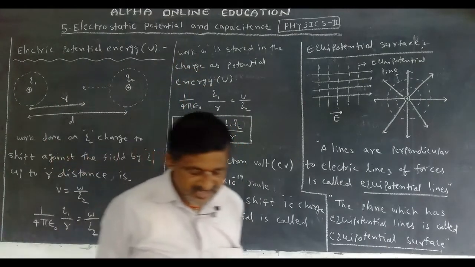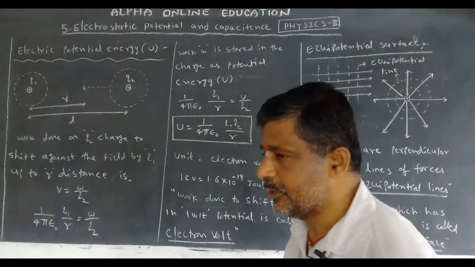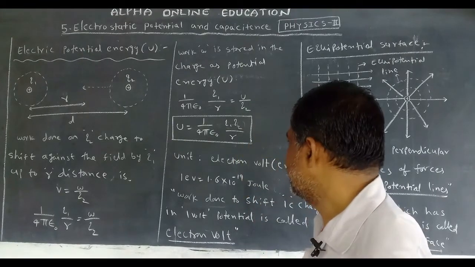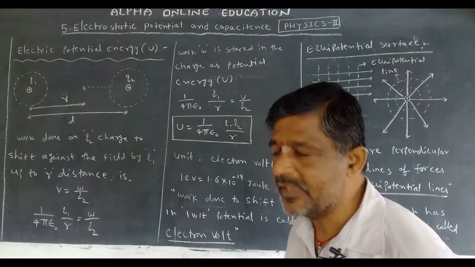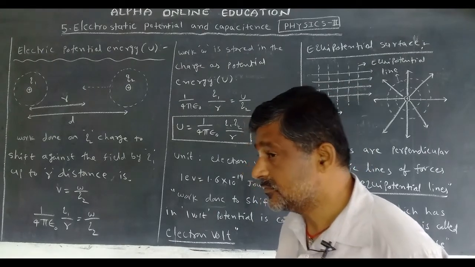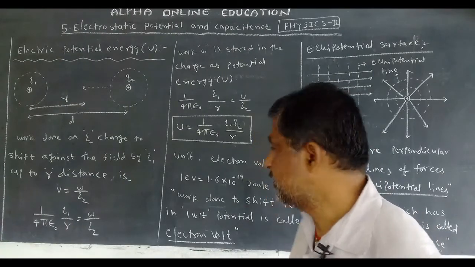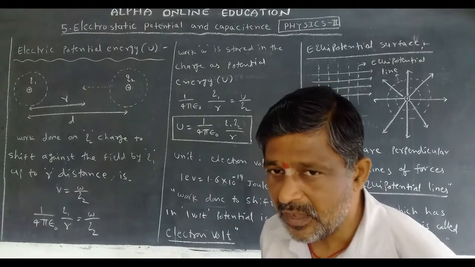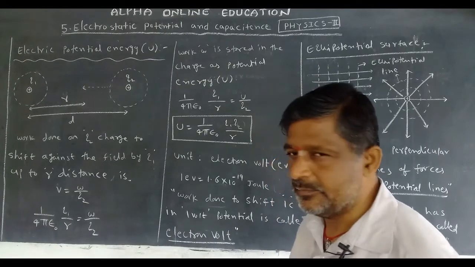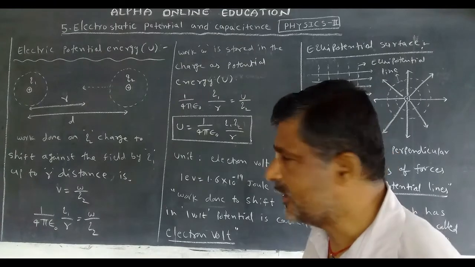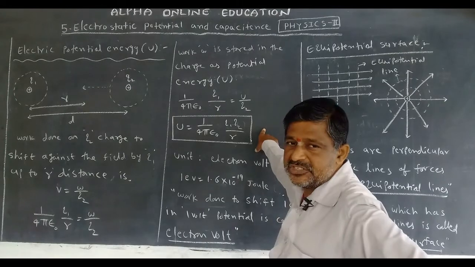What is the equation for electric potential energy? U is equal to 1 by 4 pi epsilon naught Q1 Q2 by R. Carefully, it is by R, not R square. R square means force. This is the equation for the electric potential energy.